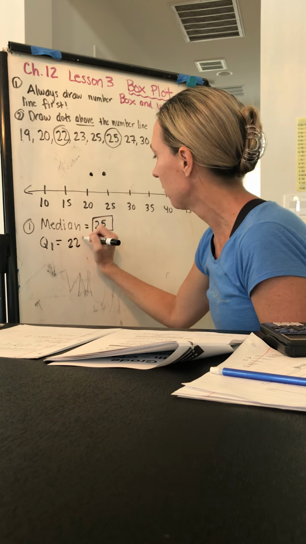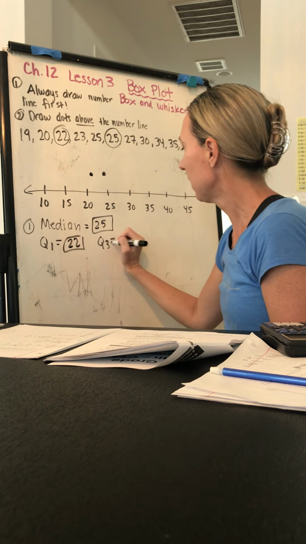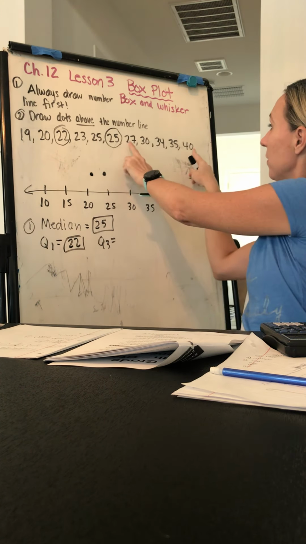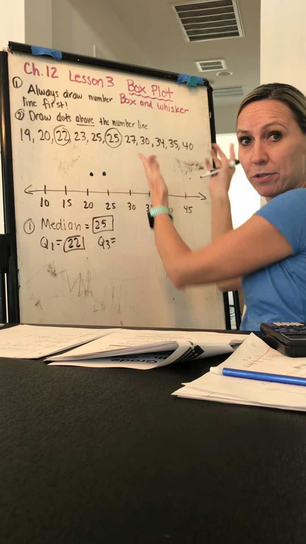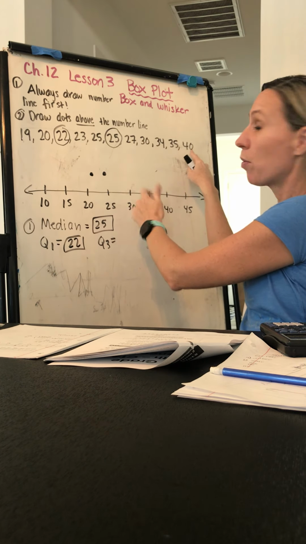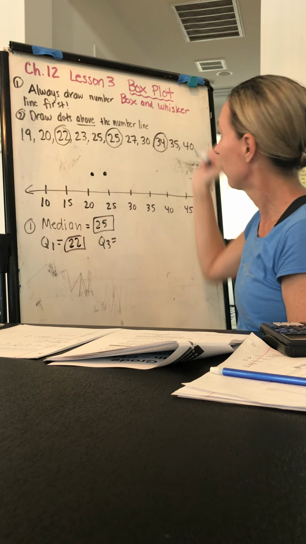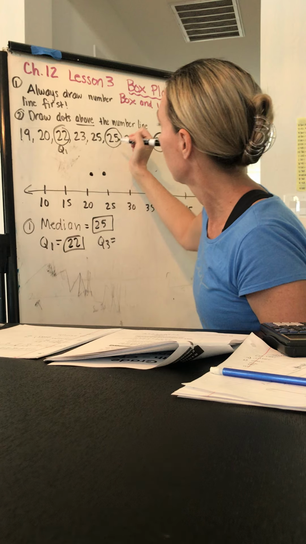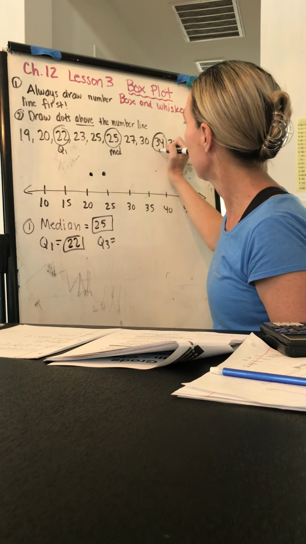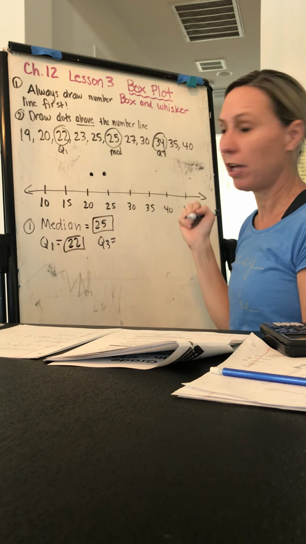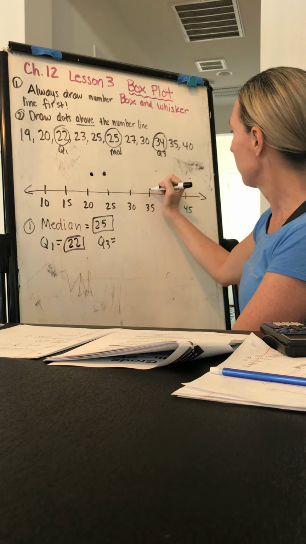Now we're going to do the same thing to the upper half of the data. We're going to find the median, or the middle, of the upper half, which is quartile 3. 1, 2, 3, 1, 2, 3, so it's going to be 34. So this is Q1, this is the median, and this is Q3, and we're going to plot that. And 34 is about right here.